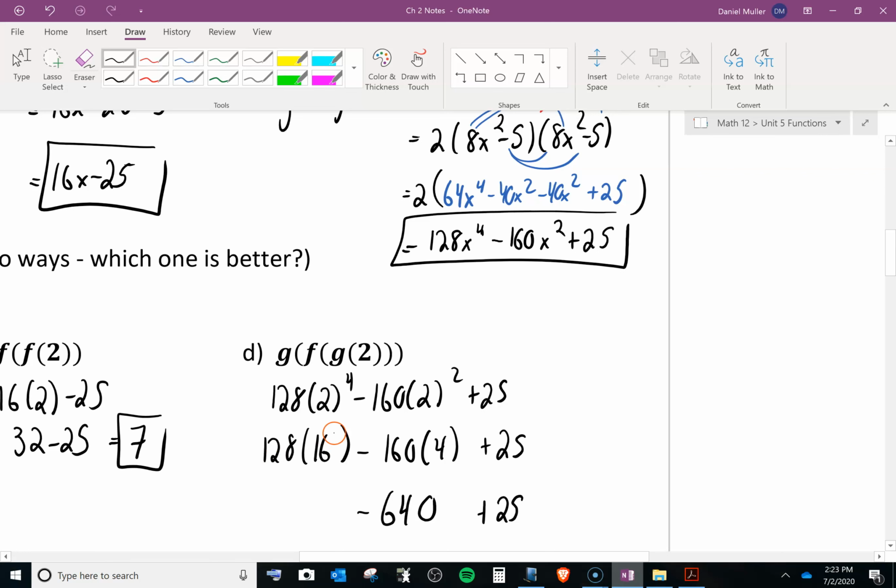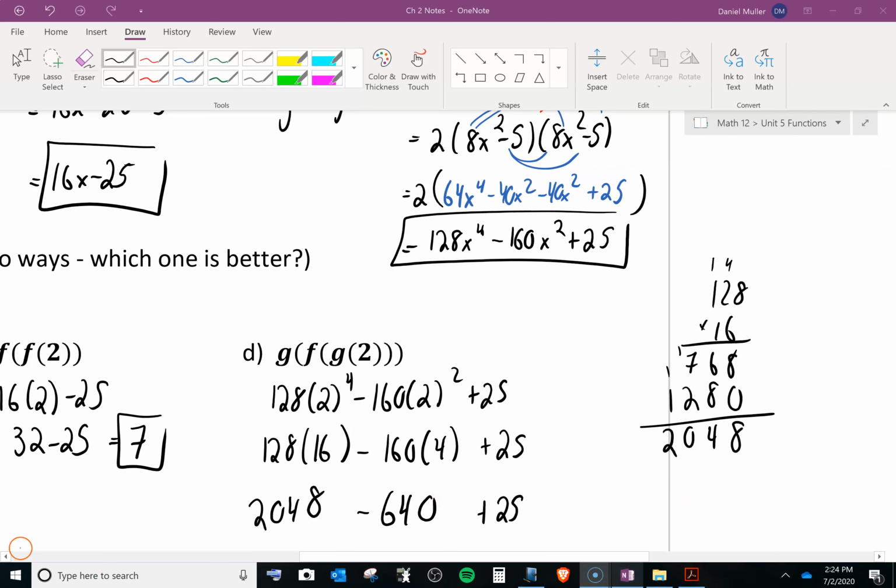And then I have no idea what 128 times 16 is. So we can do that off to the side. 6 times 8 is 48. 12, 16, 6 plus the 1 is 7. And then 1, 2, 8. So 8, 14, 7, 8, 9, 10, 2. So 2048.